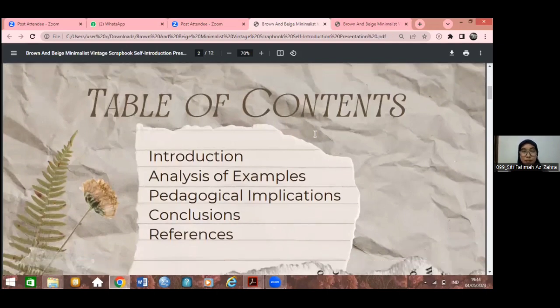And this is the table of contents of our presentation. Today's presentation, the first one is introduction. The second one is analysis of example. The third one is pedagogical implication, conclusion, and the last one is references.